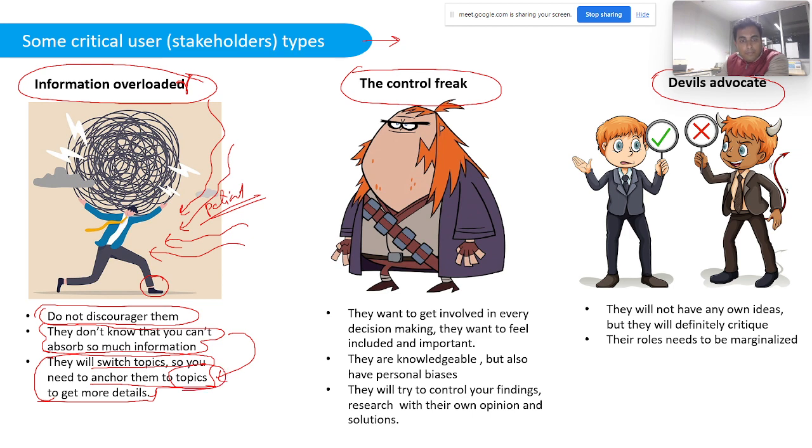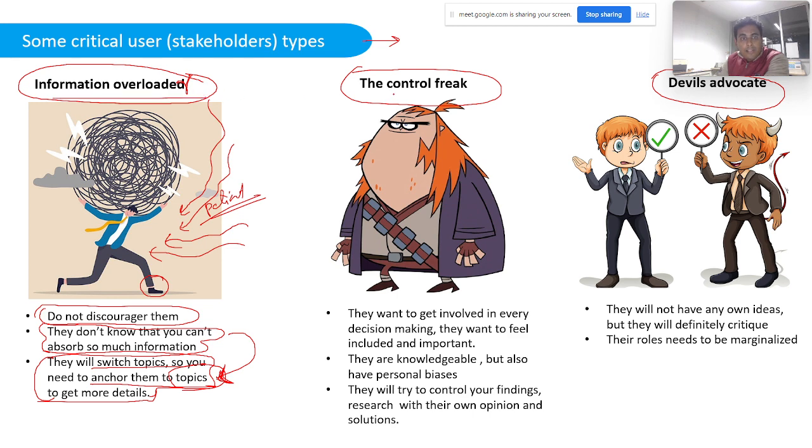So that's again a job of the designer, to do this kind of arrangement during the contextual inquiry, so that you get the right information and do not get deviated from the goal of your contextual inquiry. So those are known as information overloaders.